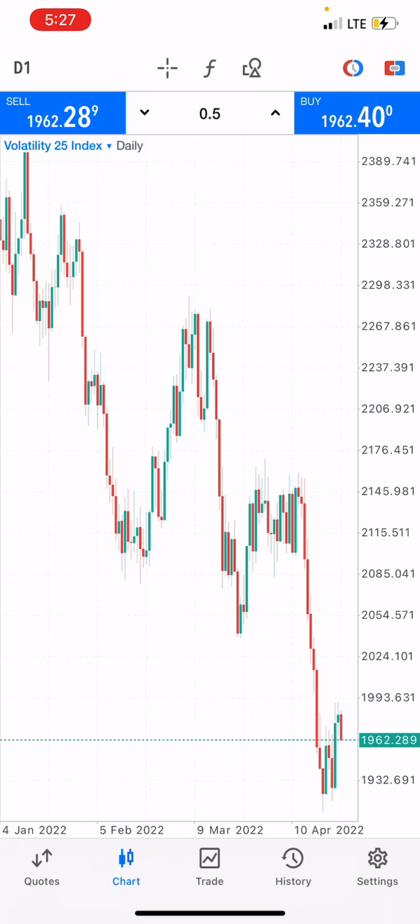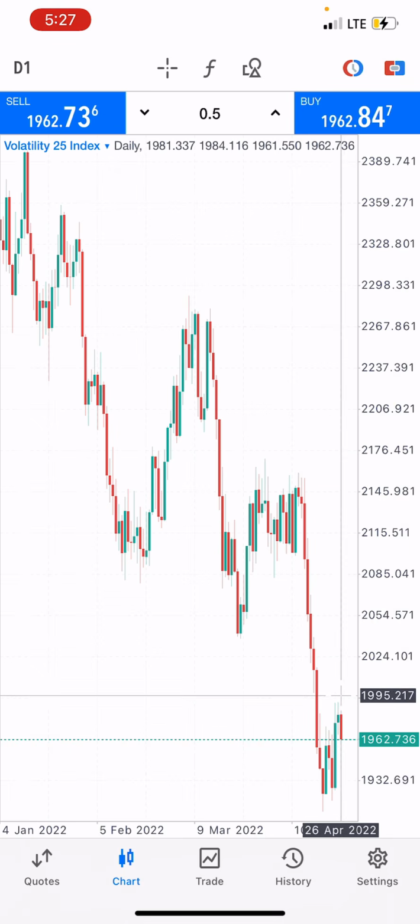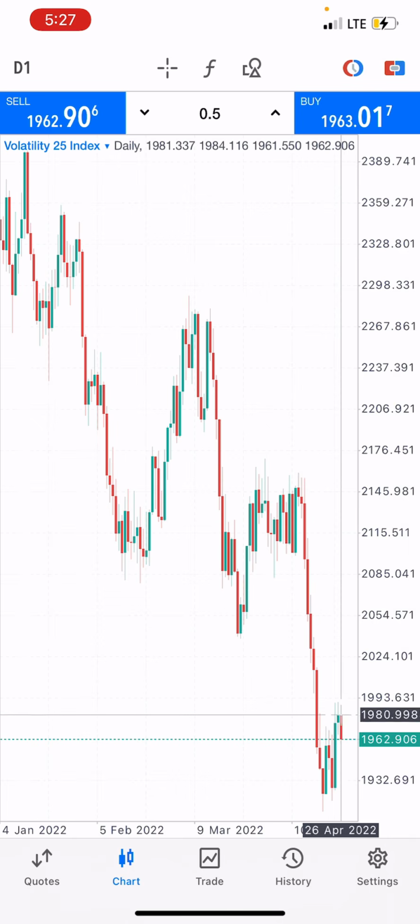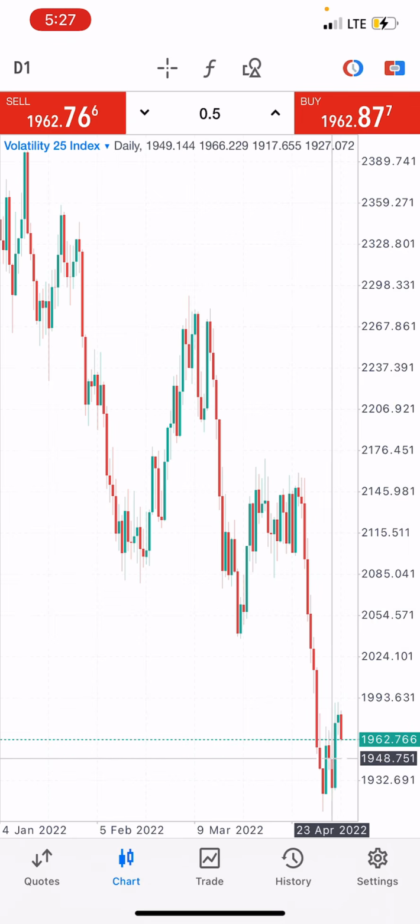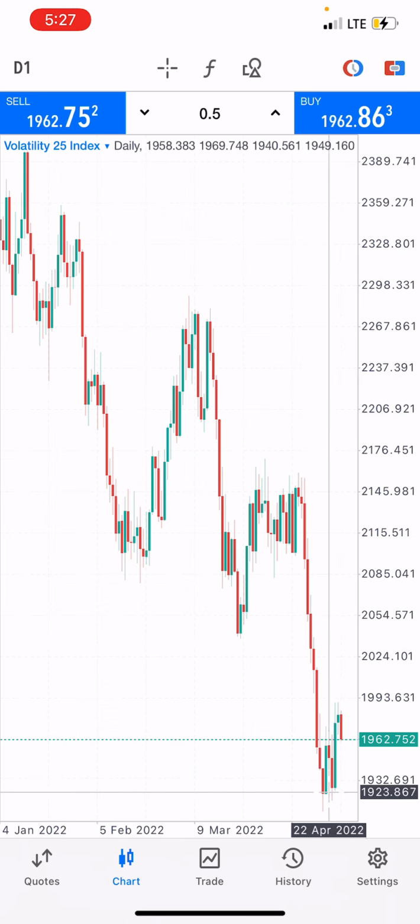This is volatility 25 index, and if you watch this candle now, the market is selling. This is a very bearish candle that is selling. From looking at the market, you can say this market is going to sell to the downside. This current candle is going to reach this support level.